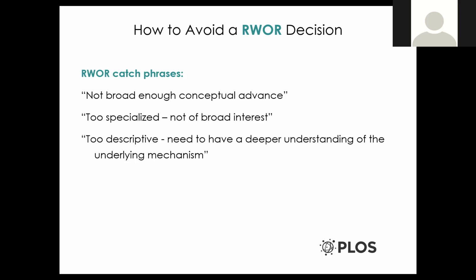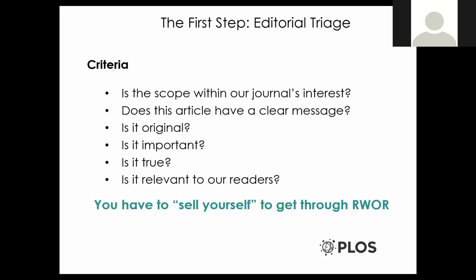Maybe that's not so true these days if you're publishing about SARS-CoV-2, because there are a lot of papers that are just phenomena papers that are getting published. But in general, this is true. So the first step is to make sure, and I'm just going to reiterate this again, is the scope within the journal's interest? Does it have a clear message? Is it original? Is it important? Is it true? Is it relevant to our readers? So you have to sell yourself to get through RWOR.